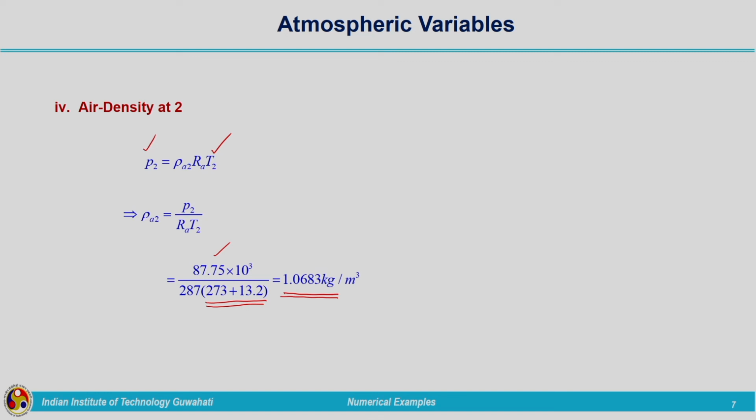Air density at section 2 is 1.0683 kilogram per meter cube. These are the variables which were asked to calculate. We have calculated the vapor pressure at section 2, the temperature at section 2, that is the dew point temperature and the temperature, and the vapor pressure, then atmospheric pressure, relative humidity and air density. Whatever formulas we saw in the previous lecture were made use of here for calculating these atmospheric variables.